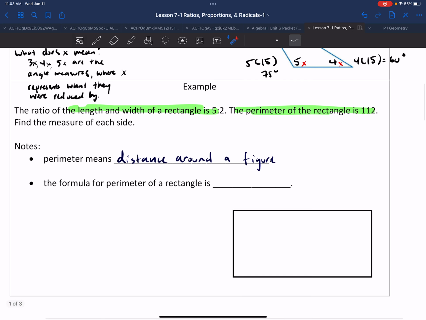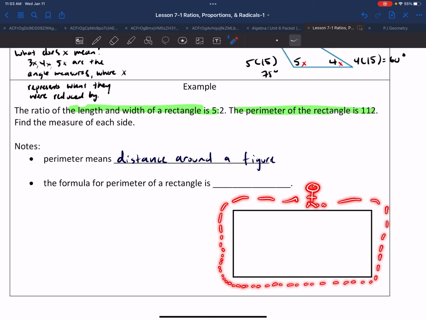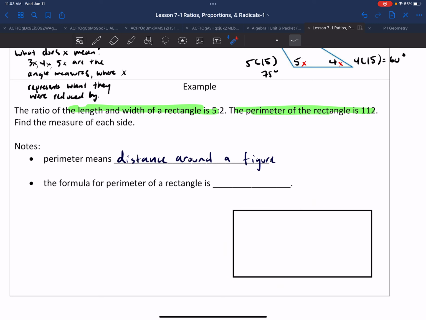The formal definition of perimeter is that, let's say you have a figure right here. Pretend that this is a little garden of yours, and you want to walk around the garden. So what is the total distance of you walking around the garden? I'm adding up all the sides here. Since this is a rectangle, the formula for the perimeter of a rectangle is 2 times the length plus 2 times the width.